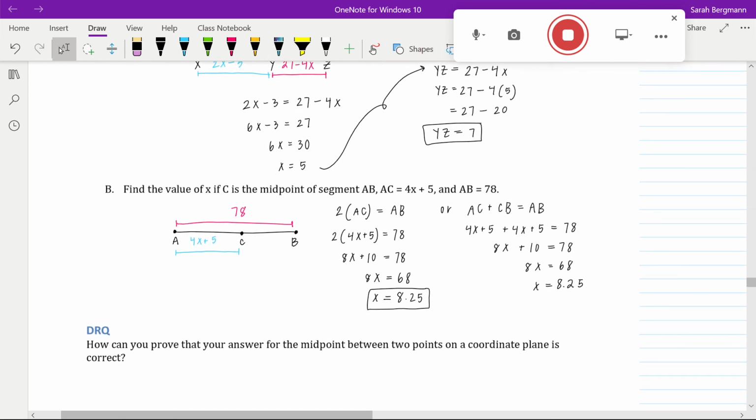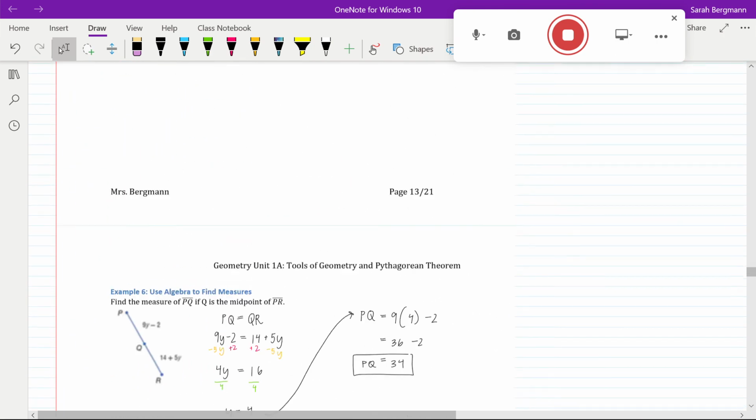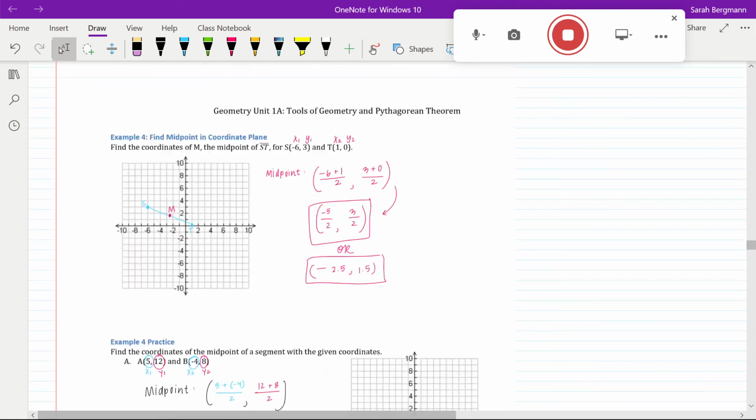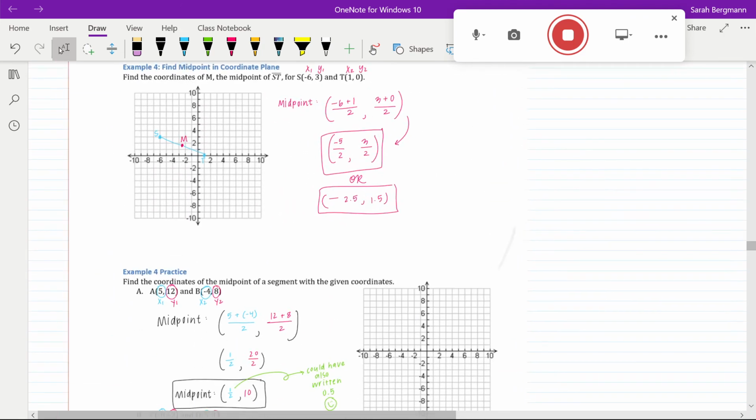And finally, this question is what I'd like you to answer for me today. Reflect on this. How can you prove that your answer for the midpoint between 2 points on a coordinate plane is correct? This is a problem such as example 4. How could you prove to me that this answer for the midpoint is correct?